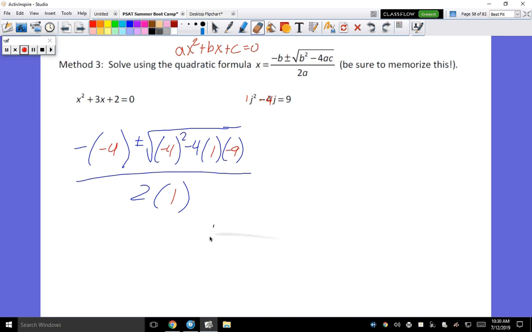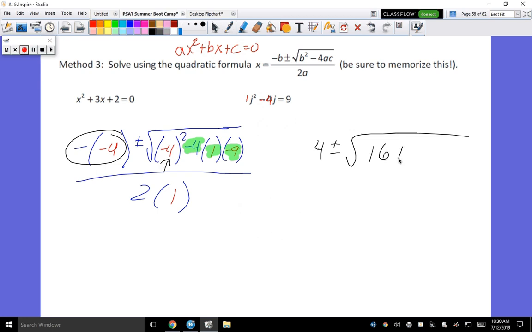Now that we've verified real quick why we have to do it. So we have a positive 4 here, plus or minus. And let's take care of negative 4 times 1 times a negative is a positive 36. And this is 16. So it's like 16 plus 36 all over 2. So you get 52. Do you agree? You get 4 plus or minus, and you get 2. Can someone tell me what I do next? Try to find the square root of 52. Yeah, square root of 52.